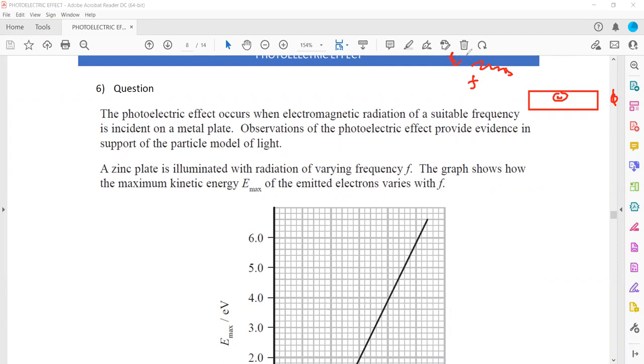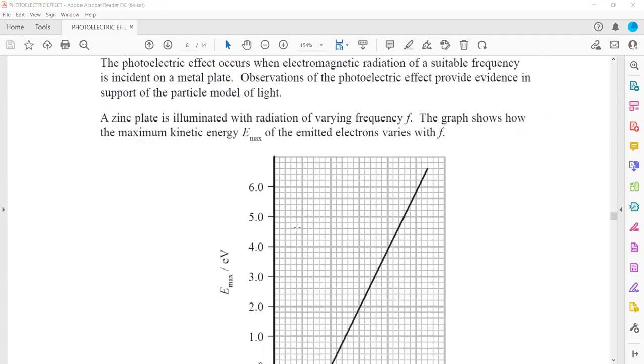So if the energy of the photon is equal to the work function or more than that, the electron will come out. The observation of the photoelectric effect provides evidence which supports the particle model of light. Only the particle nature of light can explain the photoelectric effect. The wave nature cannot support this phenomenon.